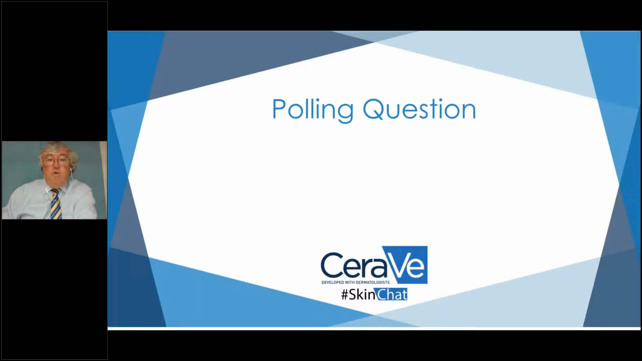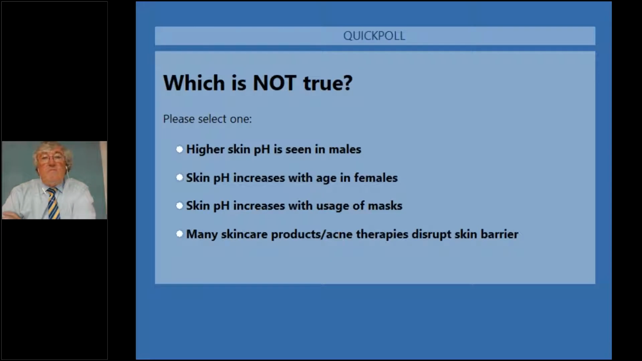So we're having another polling question. So which is not true? Higher skin pH is seen in males. Skin pH increases with age in females. Skin pH increases with usage of masks that we're seeing in this COVID era. And many skincare products and acne therapies disrupt the skin barrier. If everybody can vote.